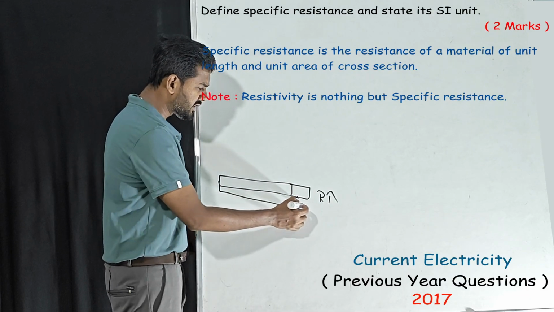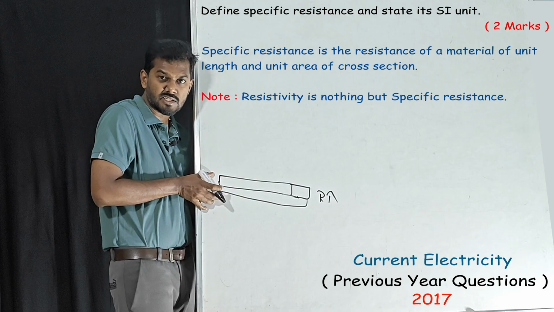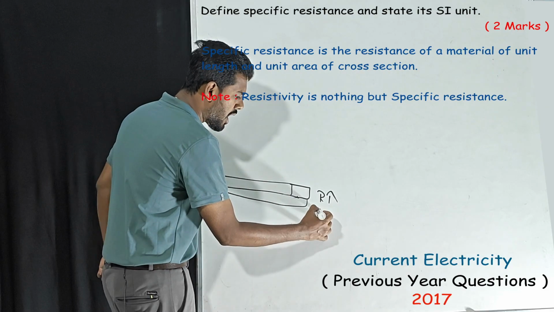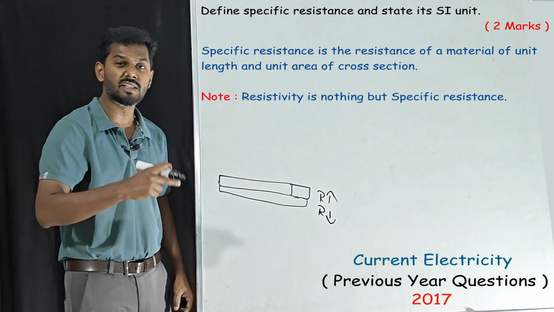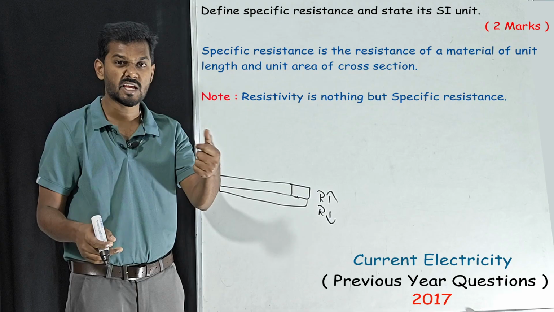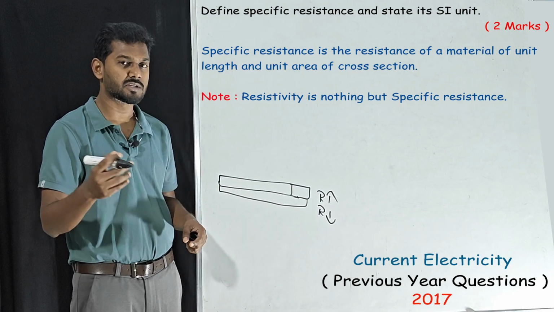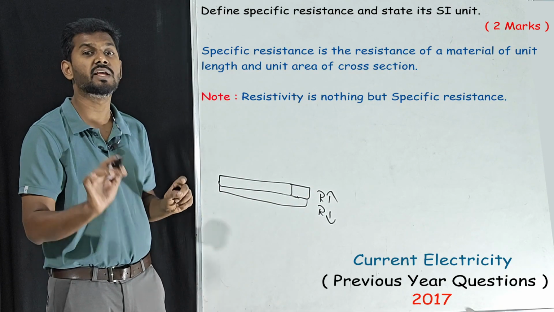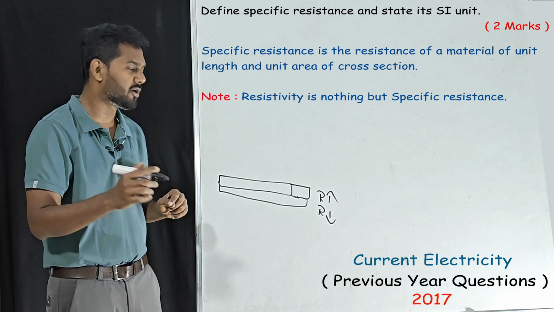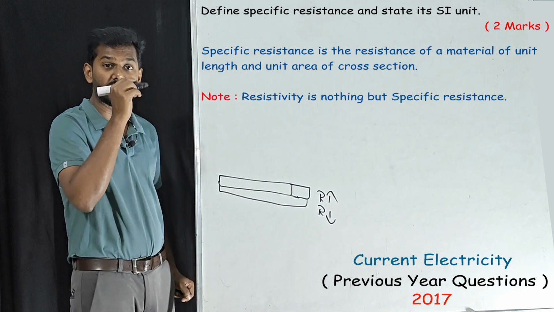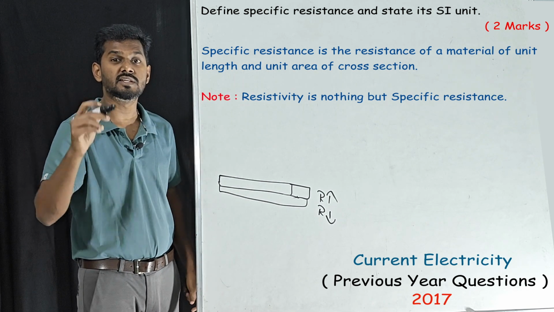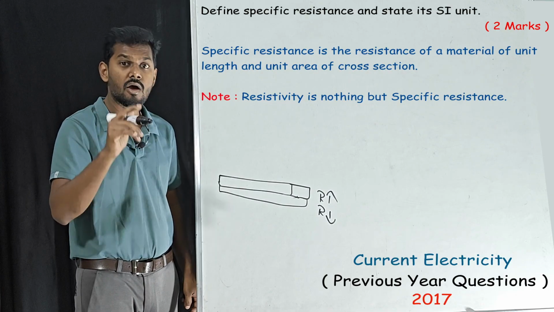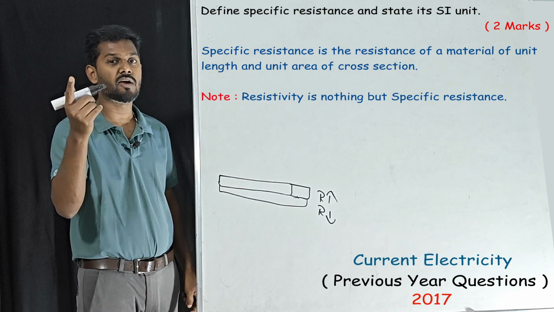If you increase the thickness, that is nothing but the area of cross section increases. So length and area are changing. If the length and area are changing, then resistance also changes, but resistivity remains constant. Why? Because what is resistivity? Resistivity or specific resistance is the resistance of a material for unit length and unit area of cross section.